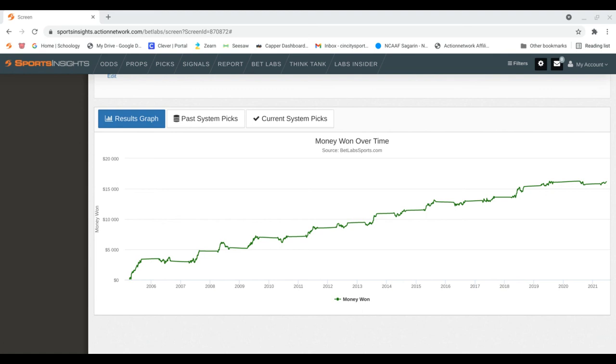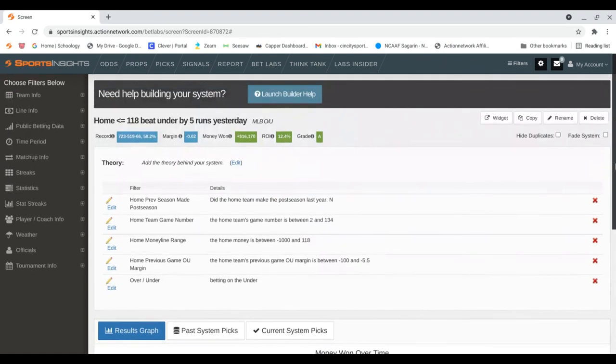You can also get alerts when there are games that hit your systems, like this total system, where we go under when the home team's previous game went way under. Now, for this system, we are defining way under as going more than 5 runs under the previous game's total.